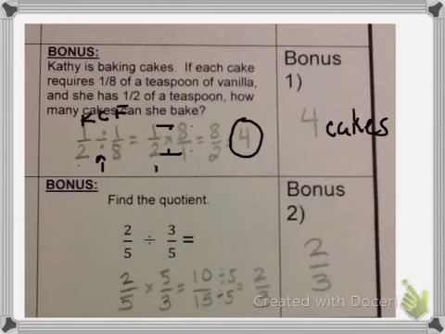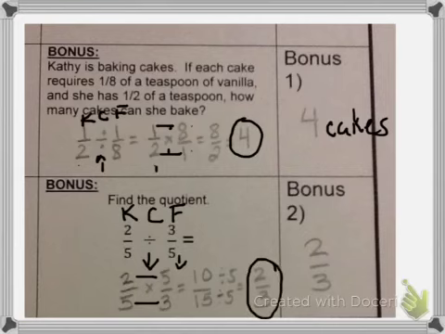Find the quotient. So again, we're going to follow keep, change, flip. Keep the first fraction as is, 2/5. Division becomes multiplication, and 3/5 flips over to 5/3. Then we're going to multiply across. 2 times 5 is 10. 5 times 3 is 15. Both 10 and 15 are divisible by 5, so we're going to reduce that to lowest terms to get 2/3.